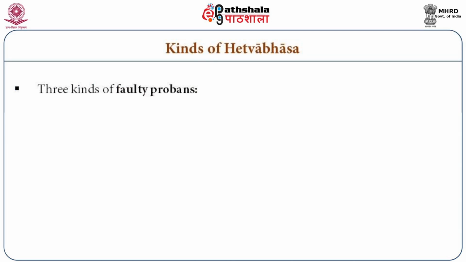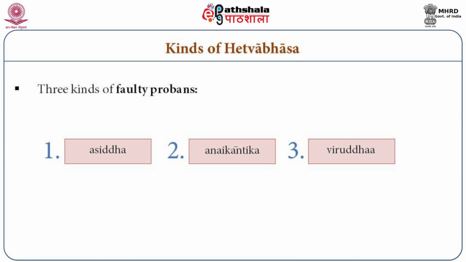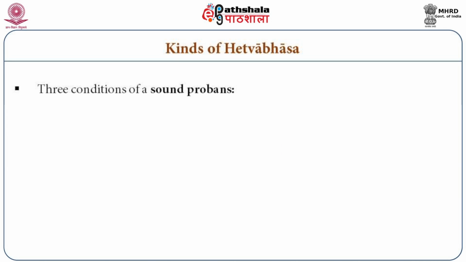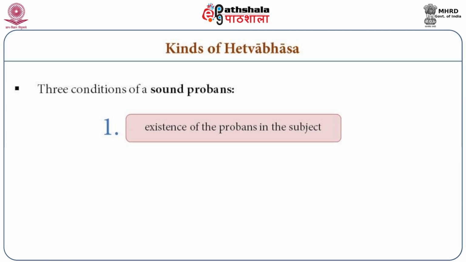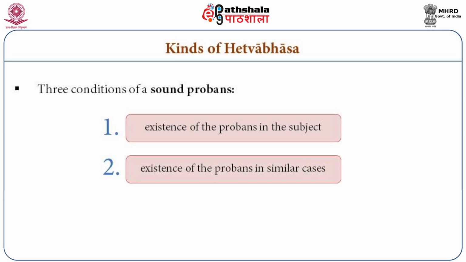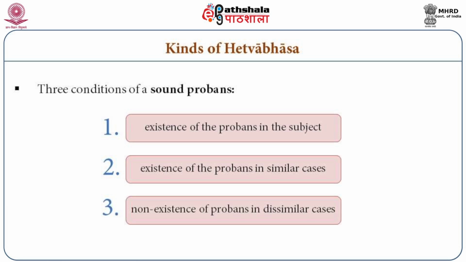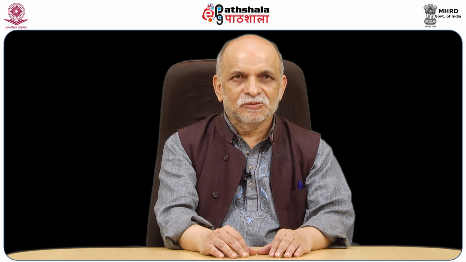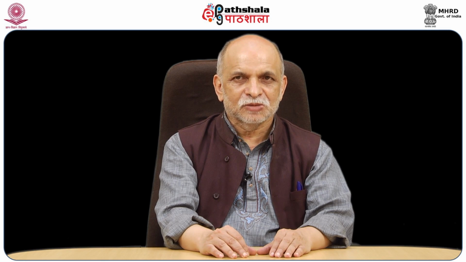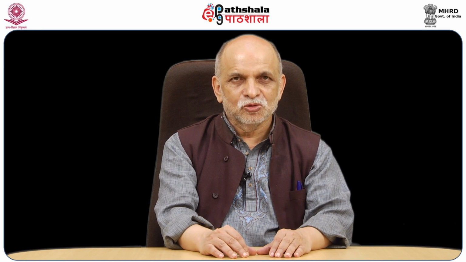Now, there are three kinds of faulty probans according to Dinnaga, namely Asiddha, Anaikantika and Viruddha. We have seen that Hetu, in order to be a good Hetu or sound probans, has to fulfill three conditions: existence in the subject, existence in similar cases, at least in a part of the similar cases or a few similar cases, and non-existence in dissimilar cases. Through violation of some of these conditions, Hetu becomes faulty or defective or fallacious.